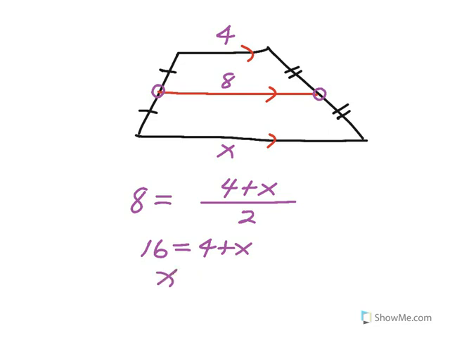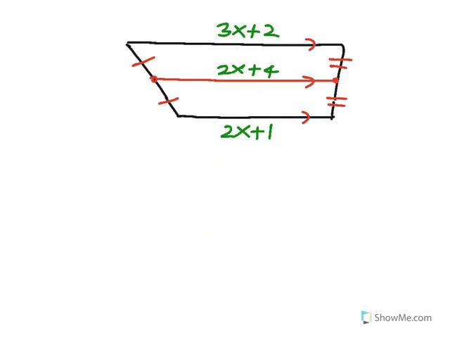Okay, which should make sense because this number 8 should be halfway between 4 and 12. 4 and 12 are 8 apart from each other, so 4 more than 4 or 4 less than 12 gives me 8. Okay, in this next example, I can tell it's a trapezoid.